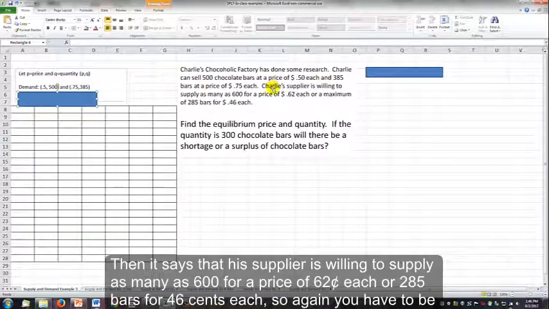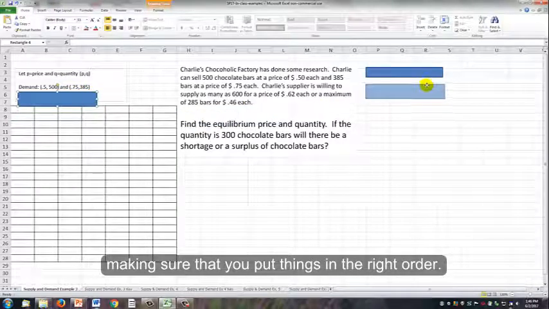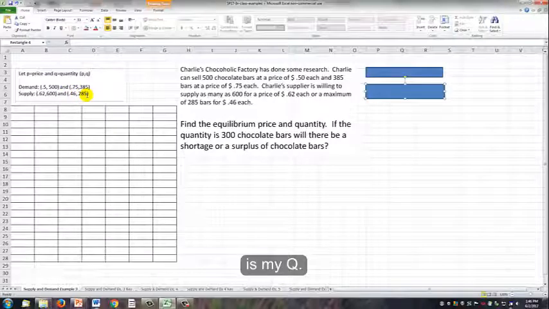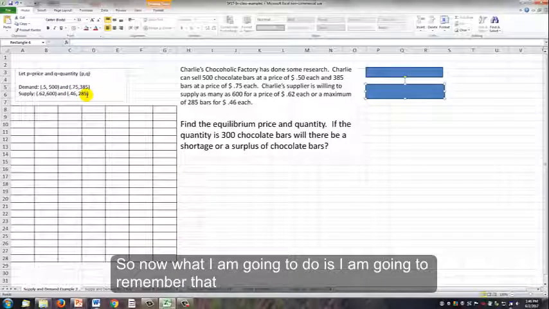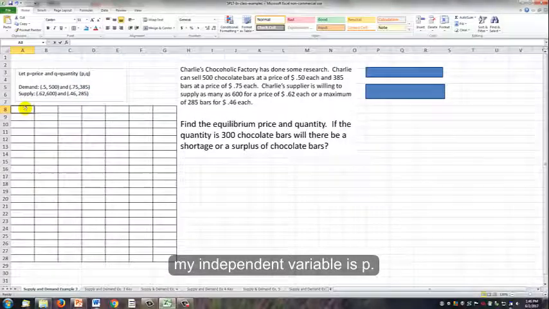Then it says that his supplier is willing to supply as many as 600 for a price of 62 cents each, or 285 bars for 46 cents each. So again, you have to make sure that you put things in the right order. So my supply ordered pairs: P is 0.62 at Q equals 600, and 0.46 is P at 285 is my Q. So now what I'm going to do is remember that my independent variable is P.